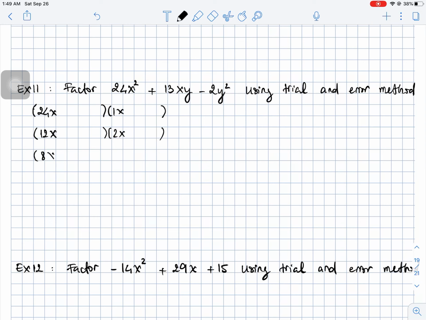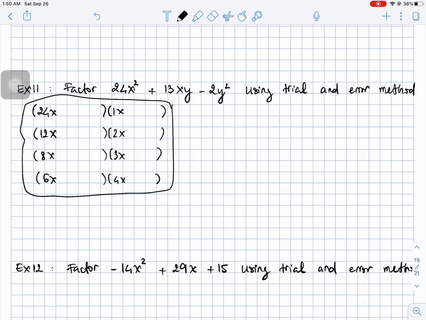Or we may have 12x and 2x, 8x and 3x, and then 6x and 4x. And for the 2y, we only have one choice, which is 1 and 2. So now we just try one of these combinations.